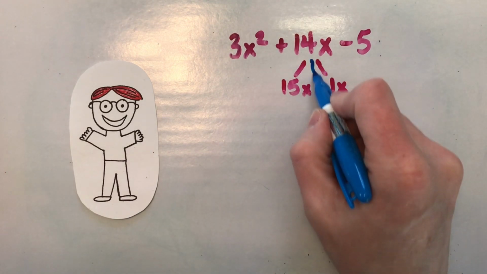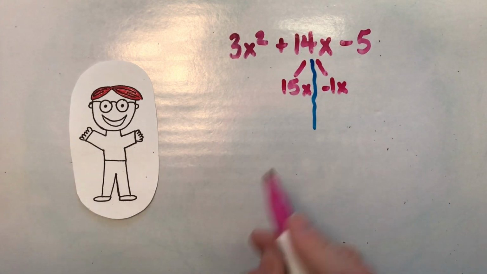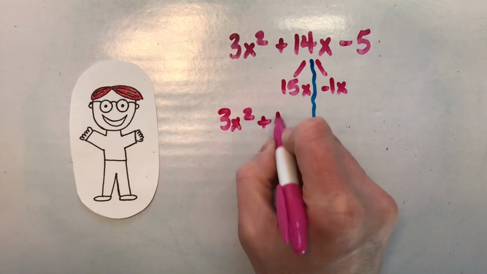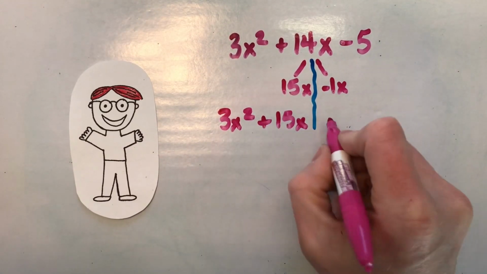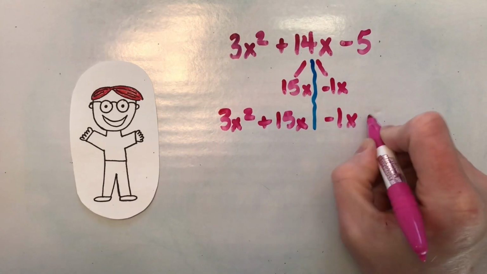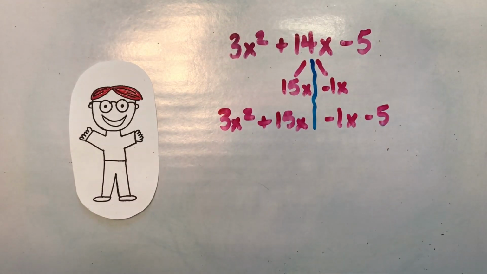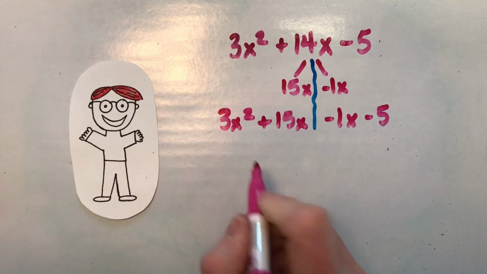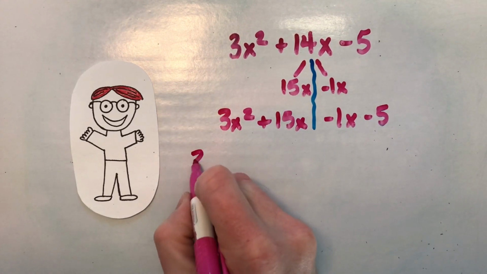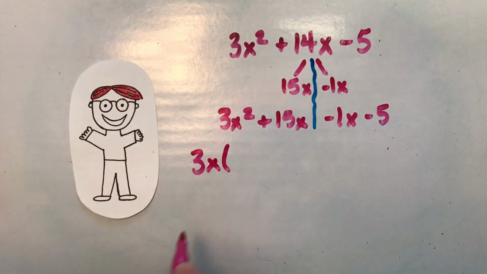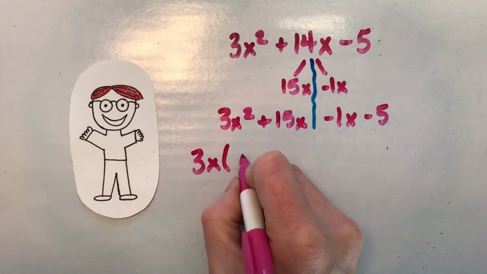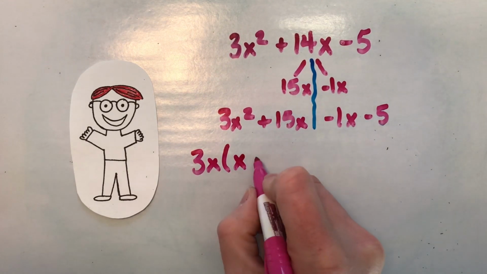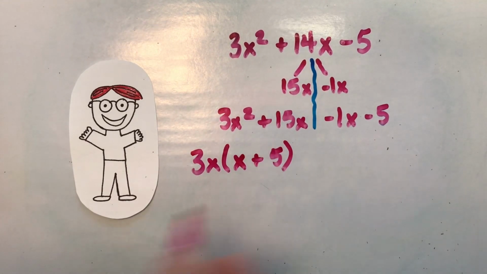So now what we do is we separate our question into two parts. The 15x is paired with the 3x squared, so I'm going to write those two parts of the question down together on one side of my little line here, and I'll write the minus 1x and the minus 5 down on the other side. Now each part we're going to want to factor. 3x squared and 15x, there's an x in each one and a 3 in each one. So I'm going to factor out a 3x, which leaves me just with an x left over right here. And 15 divided by 3 is 5. And we've already pulled out the x, so that's it.